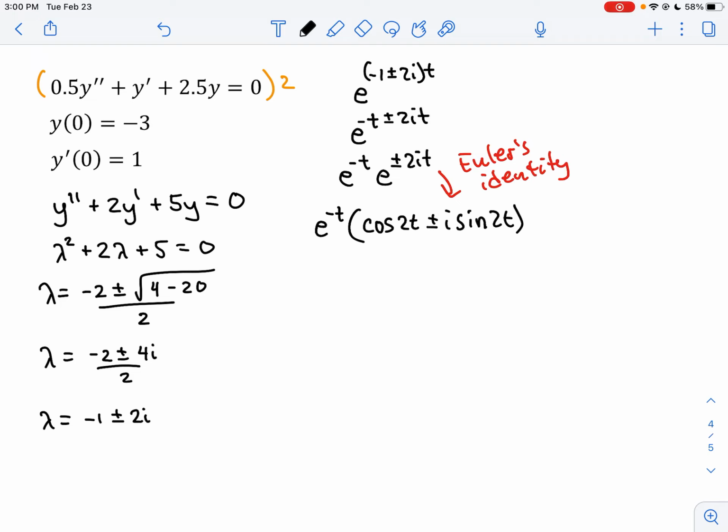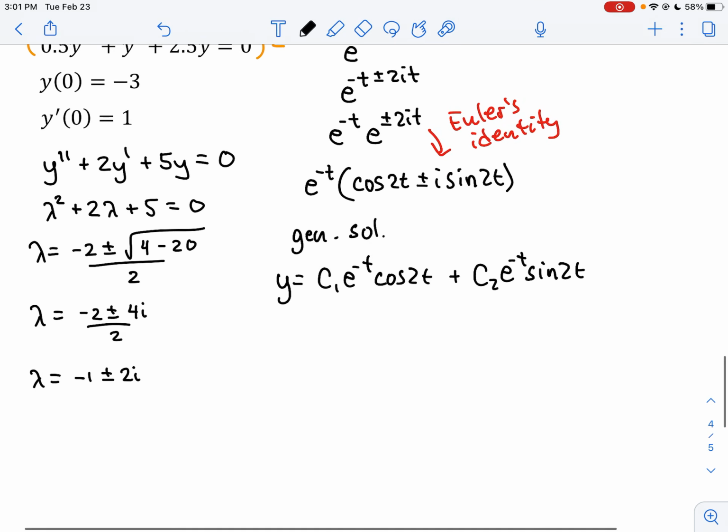And now I can create my general solution. So the general solution will be y is equal to some constant times e to the negative t times cosine of 2t, and then plus a constant times e to the negative t times the sine function over here. And here we created our general solution.